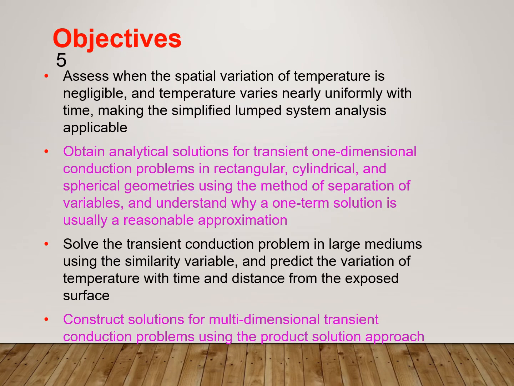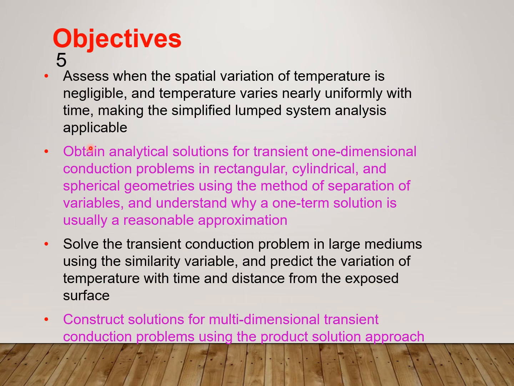So in this part, we will discuss the objective. What is the objective of our assignment? This is a very important part, because if we don't know the objective, then what can we do? So we will assess when the spatial variation of the temperature is negligible and the temperature varies nearly uniformly with time. This means the temperature varies nearly uniformly with time, making the simplified lumped system analysis applicable.